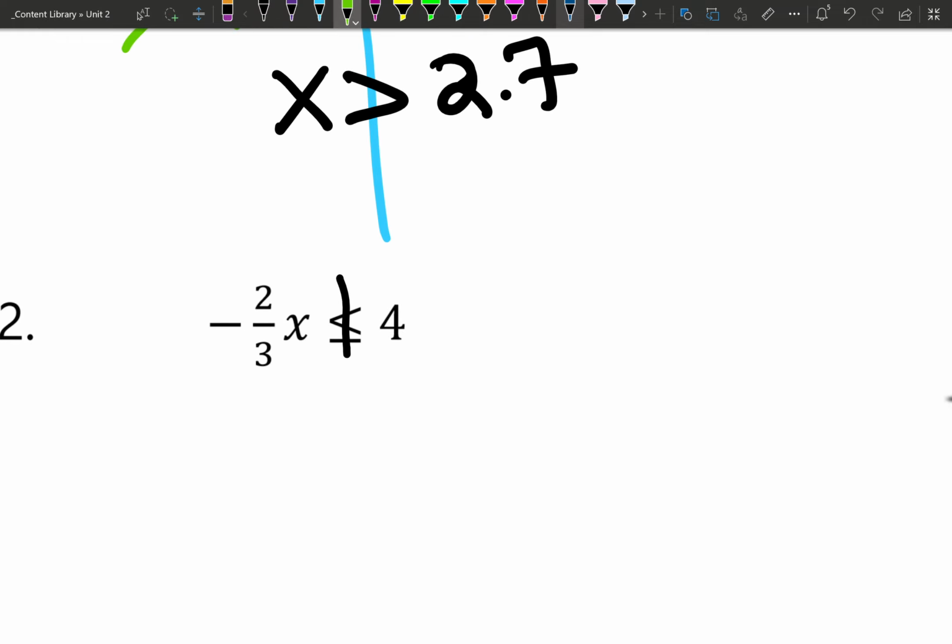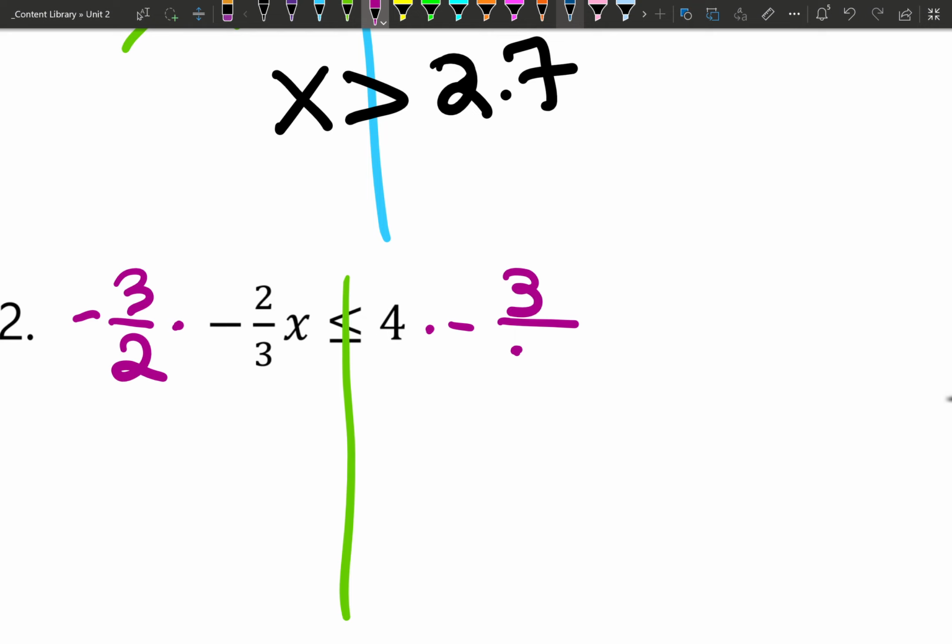Let's try number 2. All right, in number 2, we have a negative fraction. So we're going to have to multiply both sides by the negative reciprocal. So we're going to multiply by 3 over 2, by negative 3 over 2.